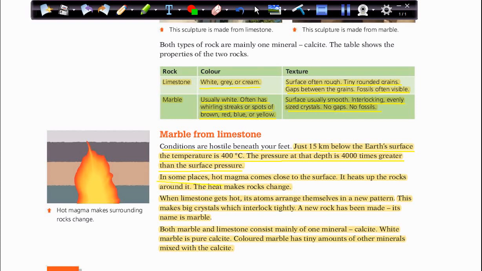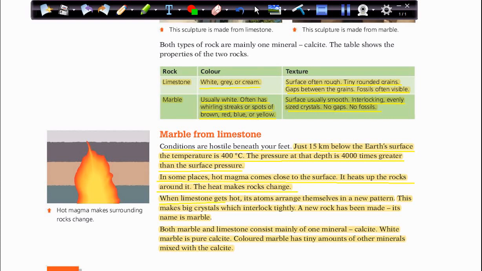In some places, hot magma comes close to the surface. It heats up the rocks around it. The heat makes rocks change. So here, the hot magma from deep in the earth can make the rocks near to the surface of the earth very hot, not melted, hot enough so they can change. The temperature can change the shape.